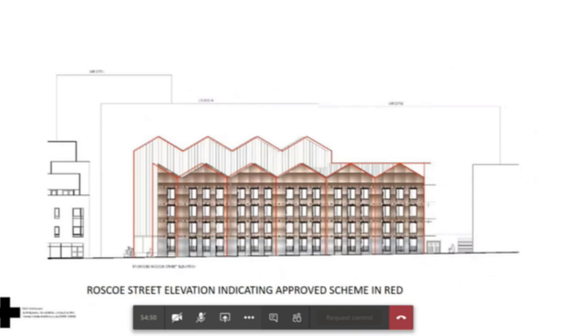At the very outset, we wanted to produce a scheme that was very similar to the approved scheme. The planning officers and the planning committee liked the design. So we produced this scheme, which is elevationally almost identical. The red actually represents the approved scheme outline. So as you can see, the scheme is the same in terms of scale, height and massing. The only difference being there's a mixture of one and two bedroom apartments.